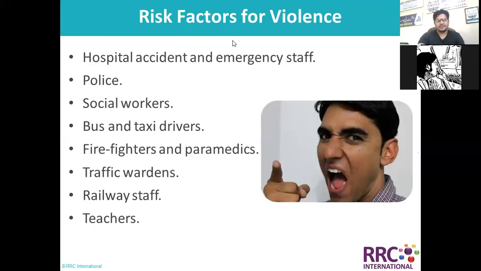So look at the risk factors for violence: hospital, accident and emergency staff, police, social workers, bus and taxi drivers, firefighters and paramedics, traffic wardens, railway staff and teachers. Risk factors for violence.